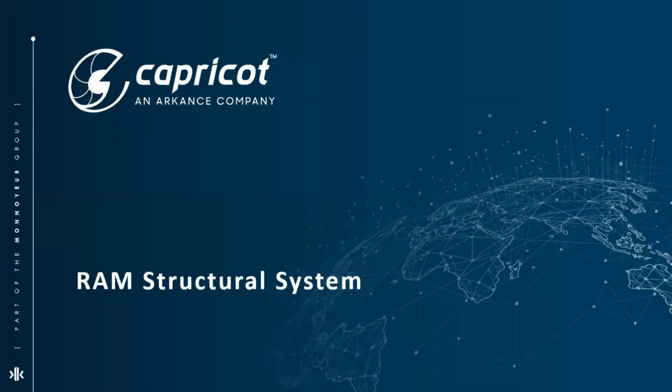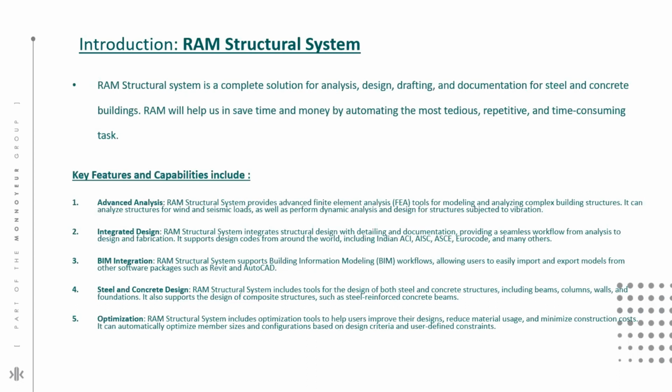Now I'll tell you a little bit about the RAM Structural System. It's a structural design software for buildings. Basically, you can design both steel and concrete structures in RAM Structural System. It is a fully integrated application suite offering complete building analysis, design and drafting of both steel and concrete structures. Separate lateral and gravity framing system. Advanced floor diaphragm. Wind tunnel test. You can also do the wind tunnel test in RAM Structural System.